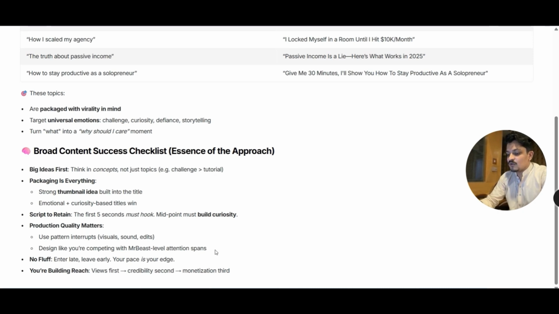that it's creating a loop again and again. You're hooking the viewer after every 2 minutes of your video, right? And then you're releasing that stress, you're releasing that tension, you're satisfying the viewer, and then again you're hooking. This is the structure that you must follow, right? In order to hit the target.